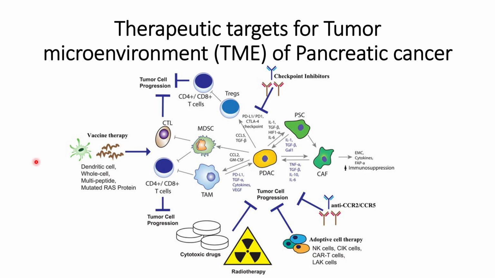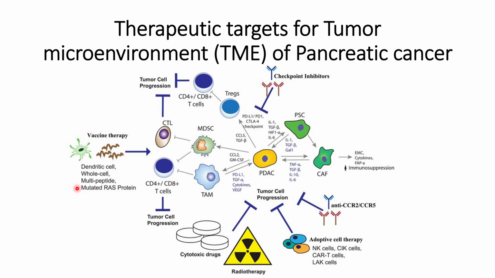So we will start with vaccine therapy. Vaccine therapies can contain the antigen information about dendritic cells, whole cells, multipeptides, or mutated proteins, and that helps in activating these T cells, and these T cells will then prevent tumor progression by targeting the cancer cells.